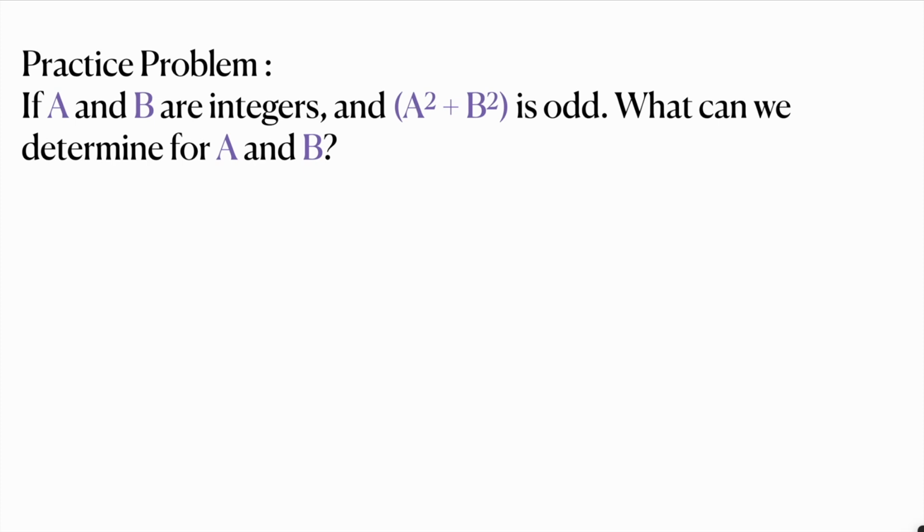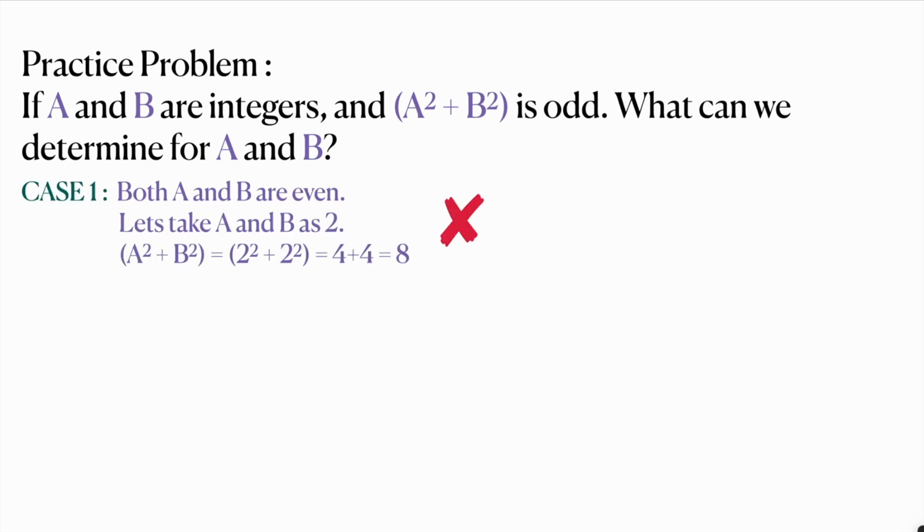Practice problem. If a and b are integers and a square plus b square is odd, what can we determine for a and b? So first, we can take a and b as some integers, maybe odd or even, and try making cases out of it and try to solve it. Let's see how this can be done.